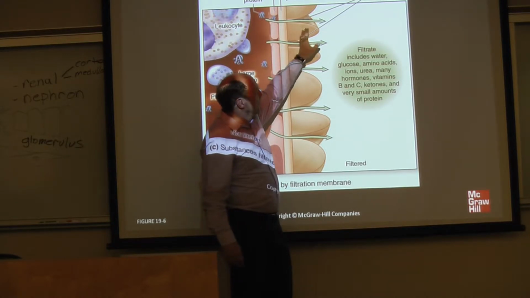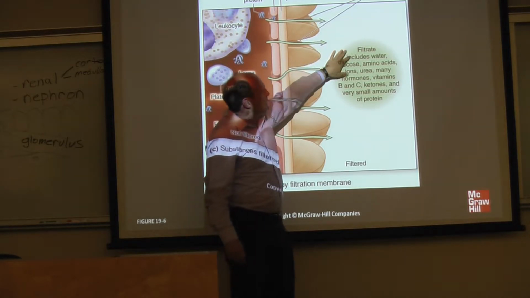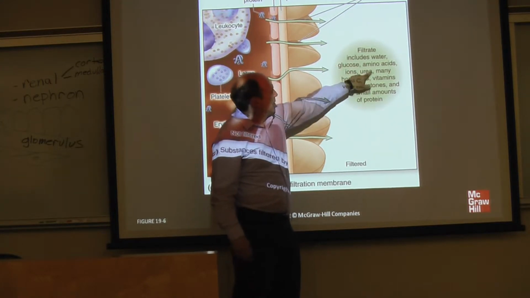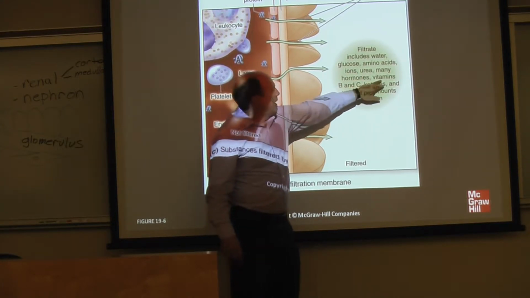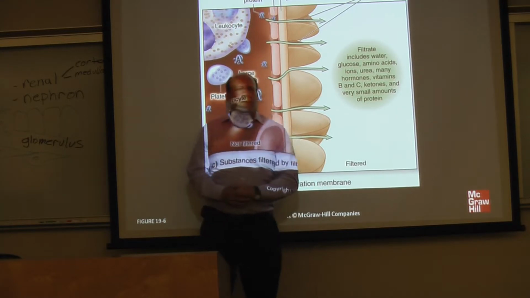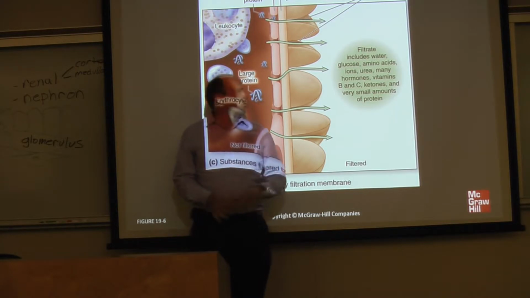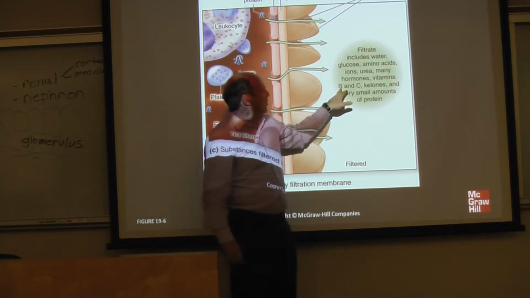Beyond the glomerulus that is filtering out the blood, these things are in the filtrate, but you want to put these things back except for the urea. So vitamins B and C, why B and C? Why not A, D, E, and K? Water soluble. Yeah, these are the water-soluble vitamins, so that's why.